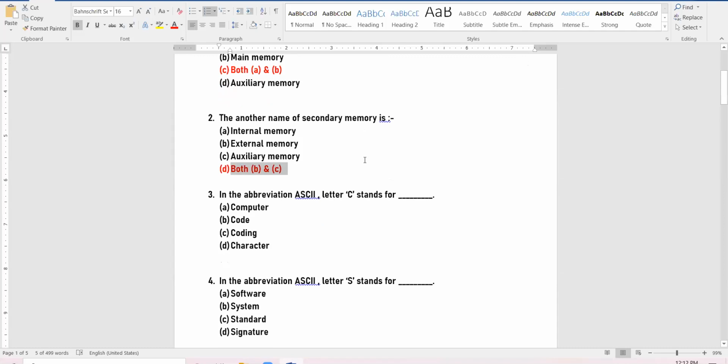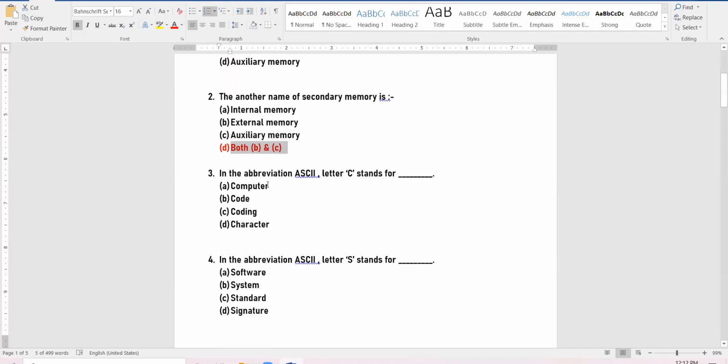Beta, put your hand down. Now, in the abbreviation ASCII, letter C stands for computer, code, coding, character. Yes, Chaitanya, unmute yourself. Sir, code. B option, code. The correct answer is B option, code. Very good, Chaitanya.